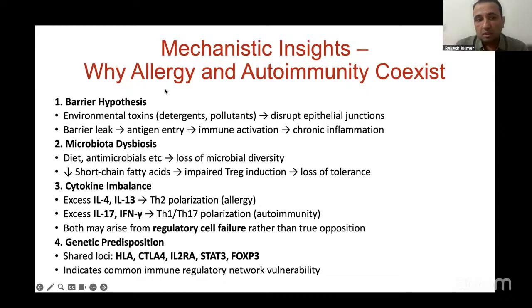something like, if I just start with an allergic disorder, then due to the barrier hypothesis, environmental toxins can disrupt the epithelial junctions, and there can be a barrier leak leading to antigen entry, immune activation and chronic inflammation. So in the presence of allergic disorders, autoimmunity can develop in that way.